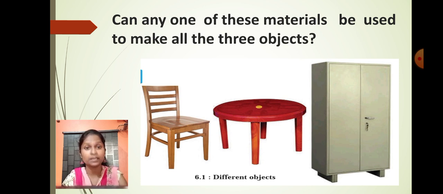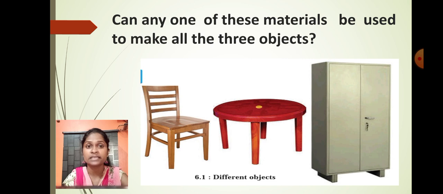Let's say, for example, can I use only wooden material to make the chair, the table, as well as the cupboard? Yes, of course, I can use wooden material to make a chair and cupboard also. Even I can use plastic to make a cupboard and this chair. Even I can use metal to make a chair and the table.